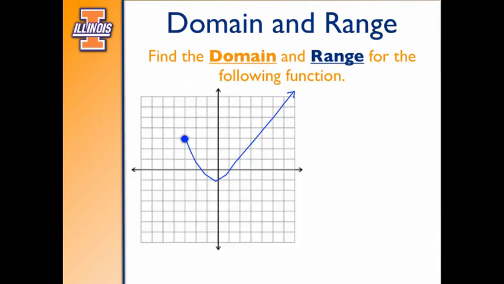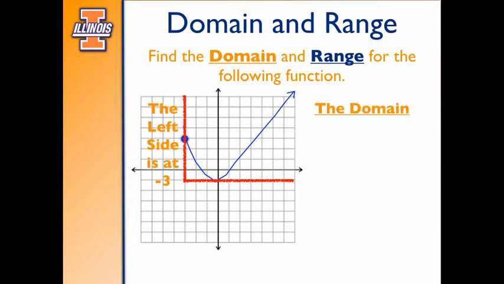Now let's find the domain and the range of the following function. Now this one's a little bit different because this one has an arrow at the end of this line, and that tells us that that line goes in that particular direction forever. So we're going to figure out where the sides and the top and the bottom of this box are. Let's start with the domain.